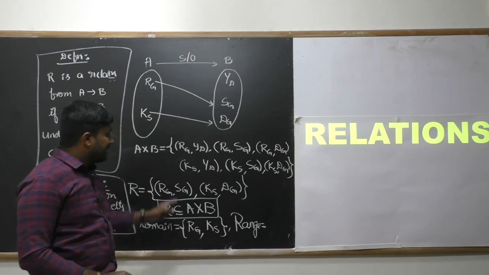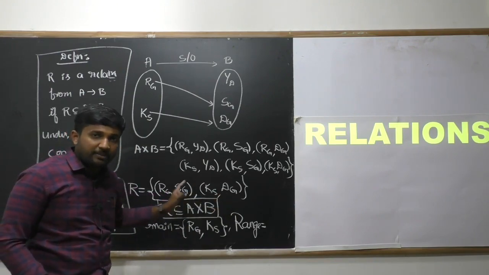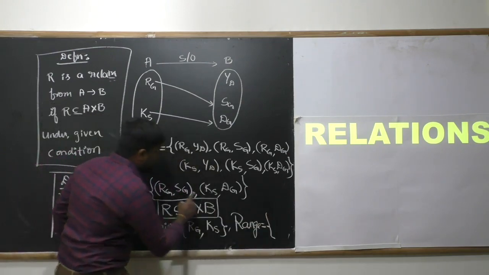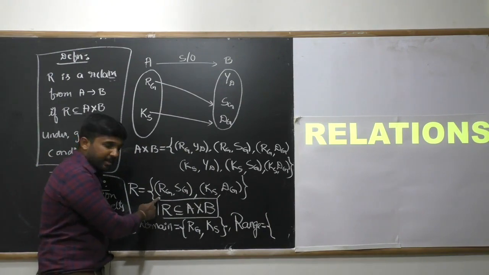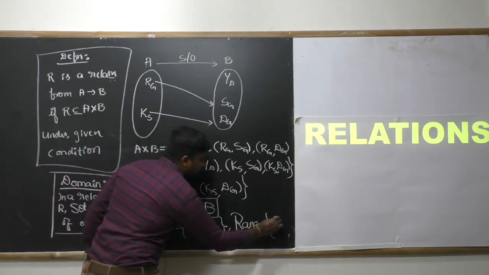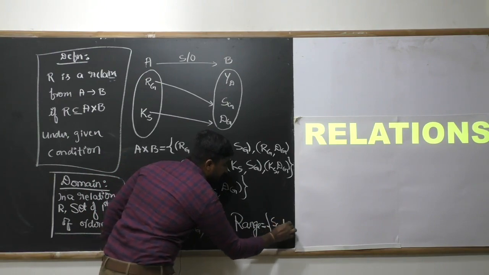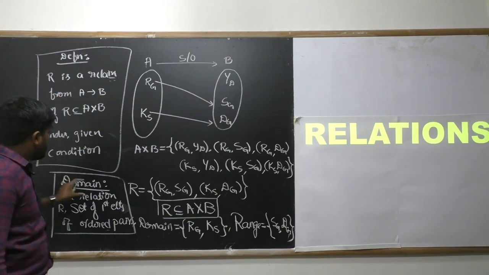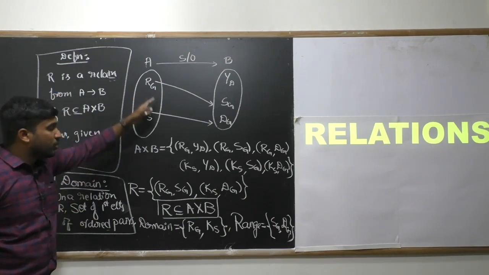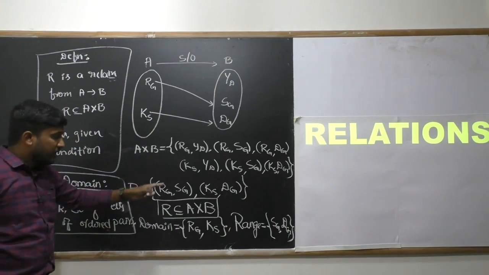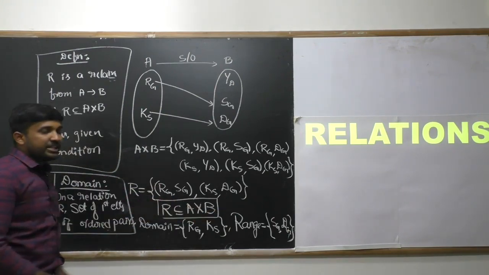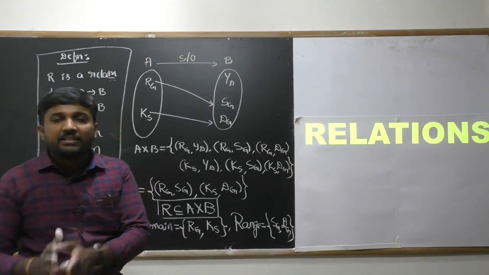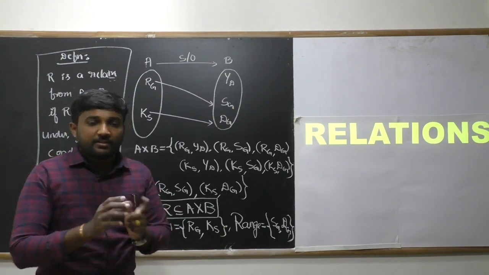Range is nothing but the set of second elements of the ordered pairs. What are the second elements of the ordered pairs? SG, DG. In this example, SG and DG are the elements of range. After writing the definitions of domain, range and relation, please note down this example for your reference. Okay, now what is range? What is the formal definition of range? Range is the set of second elements of the relation. Okay, I write it here.